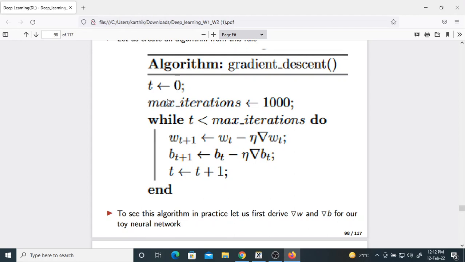Okay, now this is the algorithm. We should start with some initial values. I am taking 1000 iterations, and we run this program until we reach convergence. Now this is how the updation rule works. This is simply the gradient descent algorithm, which updates the parameters in the best possible way to get the minimum loss or error.